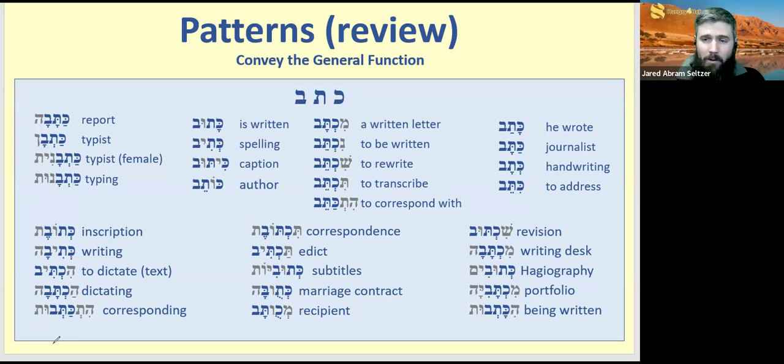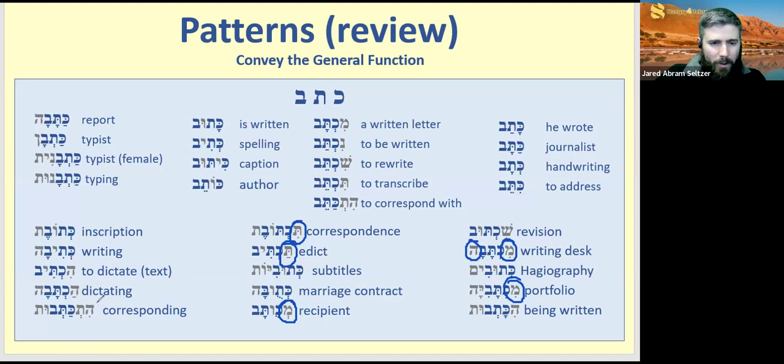That's a lot of patterns, but it's not overwhelming because typically when you see a mem at the front, it's going to be some kind of a noun. When you see a tav at the front, it's typically going to be an abstract noun. I guess I should have said mem is usually a concrete noun. Tav is some sort of an abstract noun. Let's see. See, that's a concrete noun, portfolio. That's a concrete noun. It's a place. Look at that. A place of writing. It's a writing desk. Tav, that's going to be abstract.